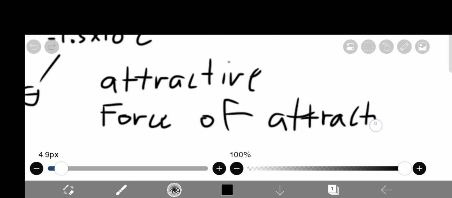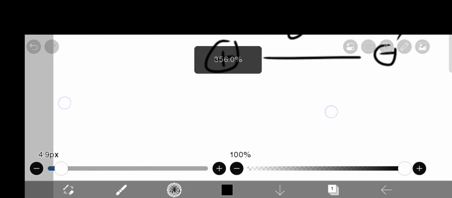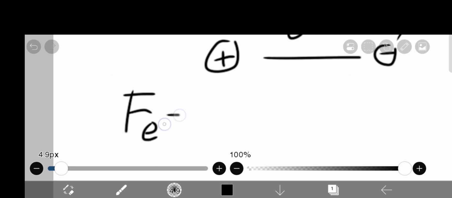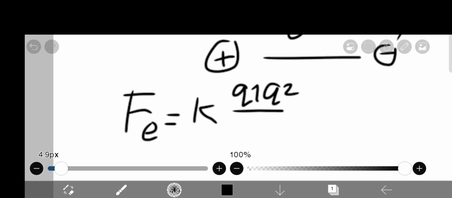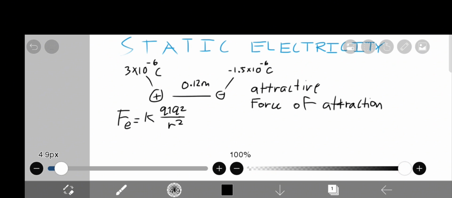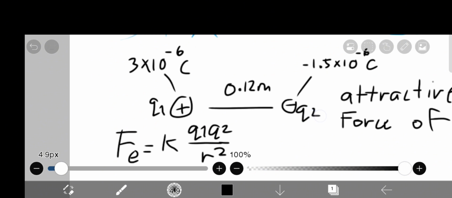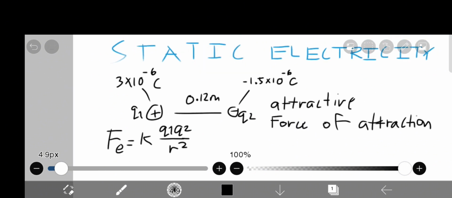Now, how do we solve that? How do we solve their force of attraction? We will use Coulomb's law, where the Coulomb force is equal to the Coulomb constant times Q1, Q2, the assigned magnitudes or values of the charged particles, over the distance between them squared. Now, let's identify the givens in this problem. We have Q1 and Q2. This can be our Q1 and this can be our Q2. It doesn't matter, the answer will be the same.